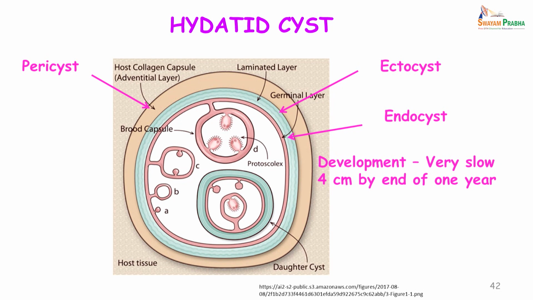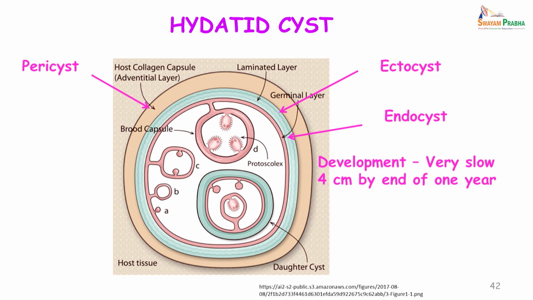The structure of the hydatid cyst consists of a pericyst, which is basically the host fibroblast tissue. Then there is an ectocyst, which is laminar, and an endocyst, which is also referred to as the germinal layer. Now, in this germinal layer, the embryo starts growing. So, if you look at part A in this figure, it is the growing embryo.